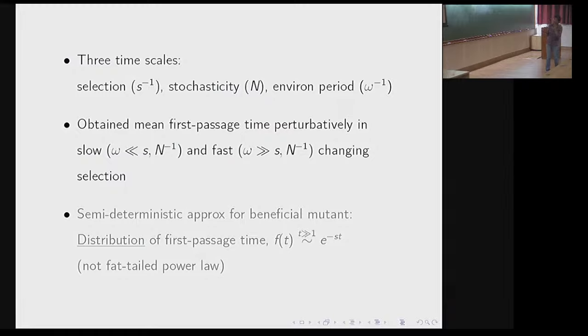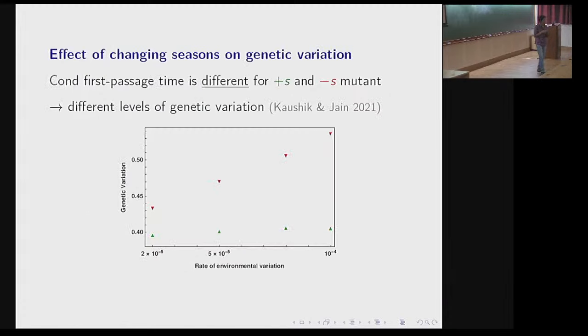So we could use standard methods like perturbation theory to get expressions for mean first passage times when we have a slow or fast environment. By slow and fast, I simply mean that the environmental rate is the smallest or the largest parameter. In that case, we could obtain some analytical results, but I'll not show that to you. Okay, fine. So we can do all the math and come back.